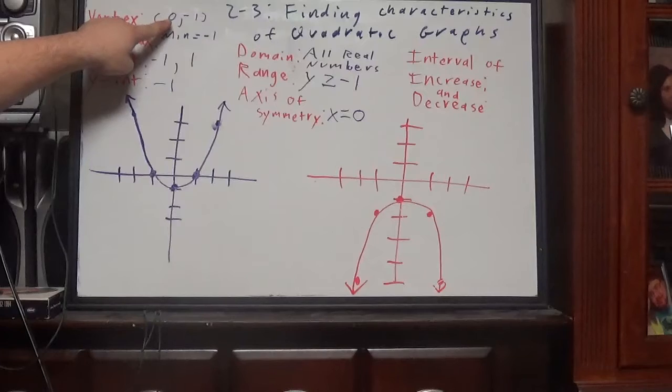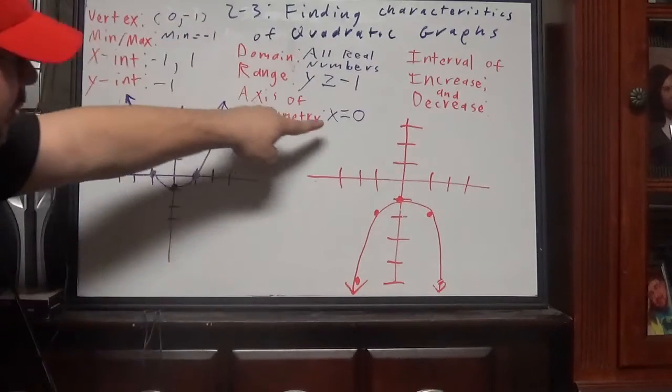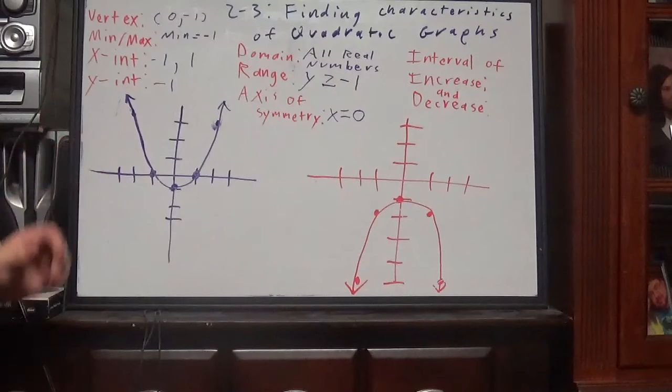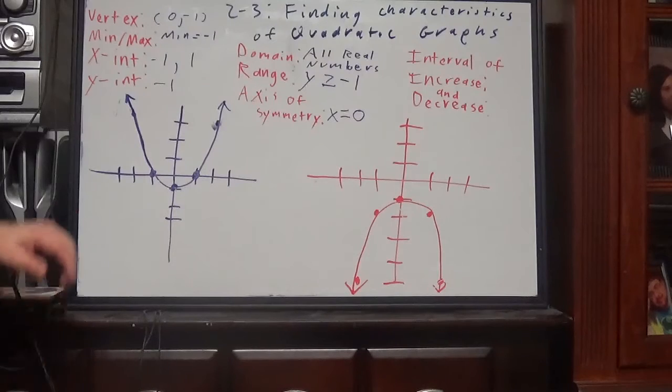Hopefully you can realize that that's the same number as the x value of the vertex. The vertex x value is 0, therefore the axis of symmetry is 0. Now the last thing that we have for this graph: intervals of increase and decrease.